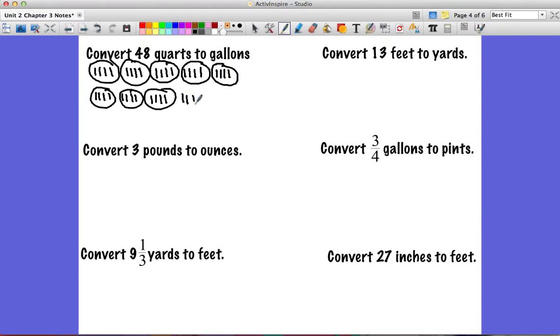If we keep going with this, it's going to take us quite some time. 44, 48. And then if we count, we get 1, 2, 3, 4, 5, 6, 7, 8, 9, 10, 11, 12 gallons. But instead of having to do this every time, we can set this up 2 different ways. I'm going to erase this so I have a little bit more space to work.